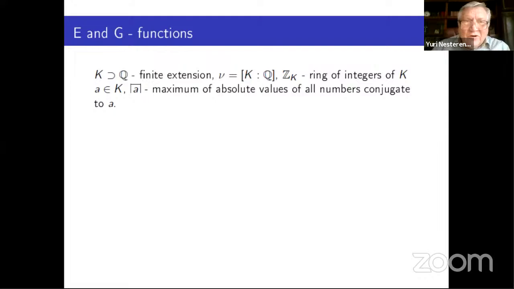I start with a short introduction to E and G functions. Let K be a finite extension of the field of rational numbers, of degree nu. Z_K is the ring of integers of the field K. For any A in this field, I'll use this notation for the maximum of absolute values of all numbers conjugate to A.